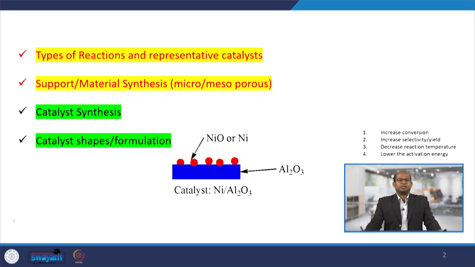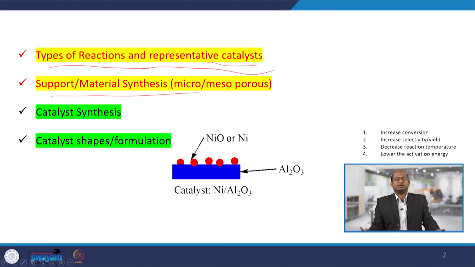Today we will discuss the types of reactions and representative catalysts and various supported materials, particularly microporous and mesoporous materials, and how those materials can be synthesized experimentally. After catalyst synthesis, catalyst shapes or formulations are also very crucial for any catalyst synthesis, reaction, and reactor design. That part we will discuss.